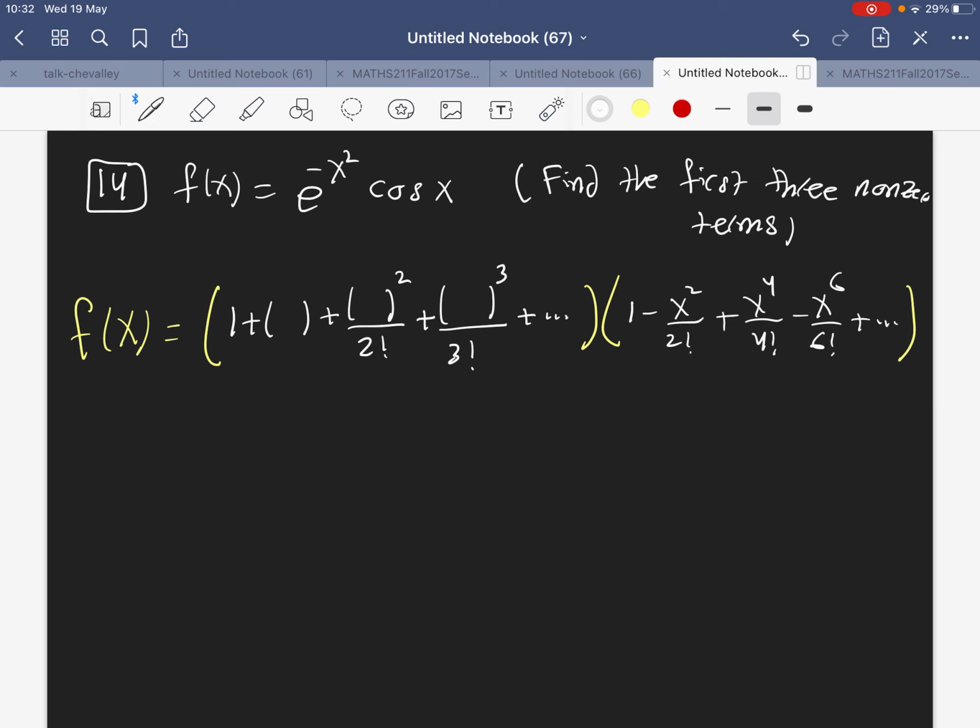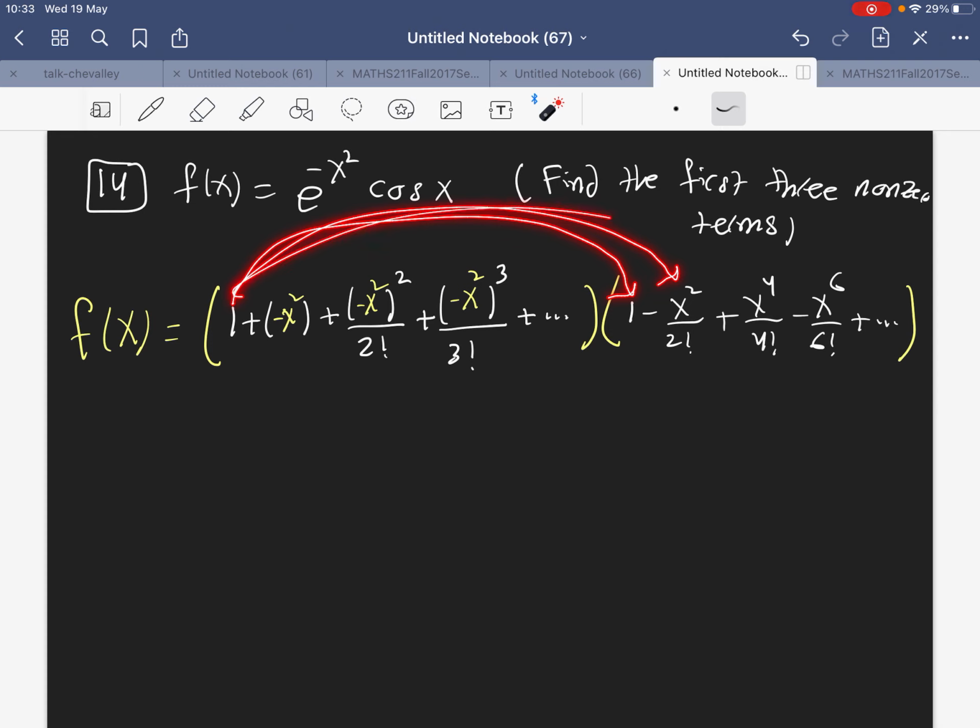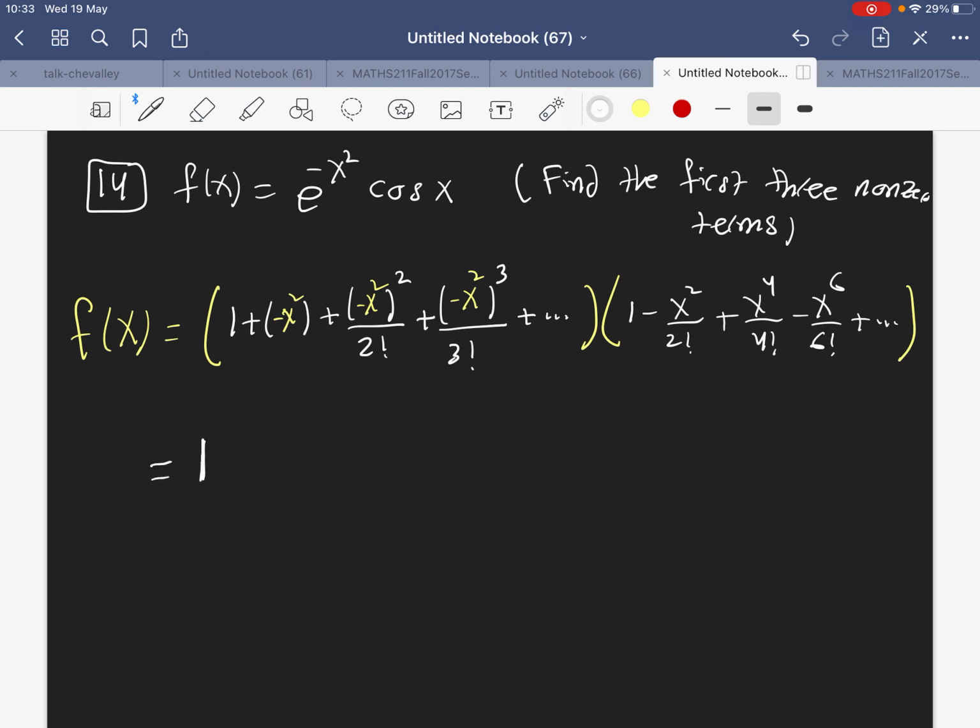Now, what I should write here is negative x squared. And then we just multiply each one by each other. So the first with the first, first with the second, first with the third, and first with the fourth. Now, first with the first, this is 1. First with the second, x squared over 2 factorial, x to the 4 over 4 factorial, x to the 6 over 6 factorial.